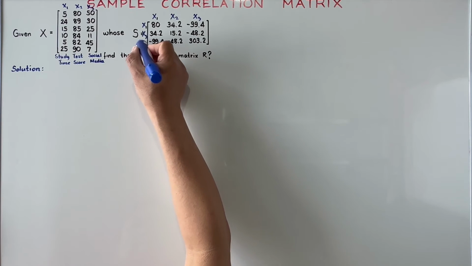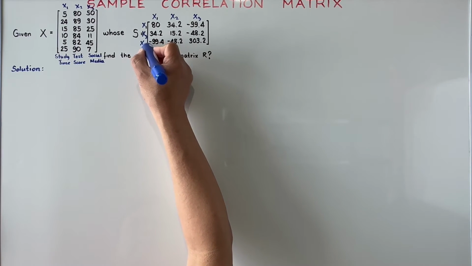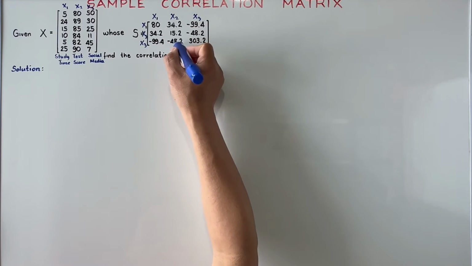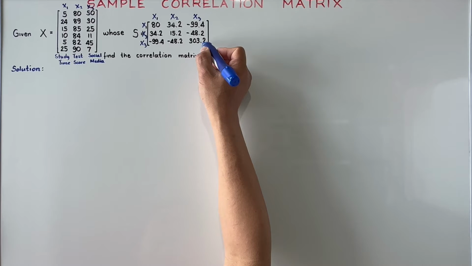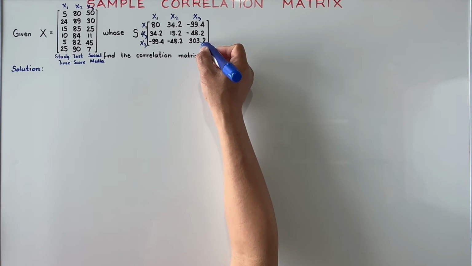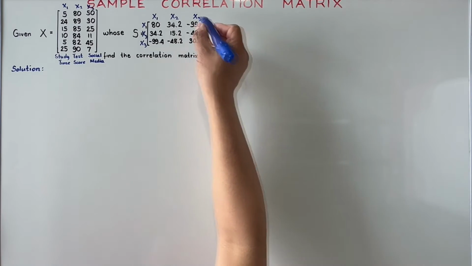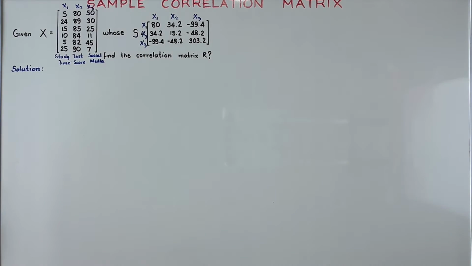Also this one, this is the covariance between the third variable and the first variable. Negative 48.2 is the covariance between x sub 3 and x sub 2, while 303.2 is the covariance between x sub 3 and x sub 3. So this is the variance of x sub 3. We solved that in our previous video. Now it's time for us to solve for the correlation matrix R.